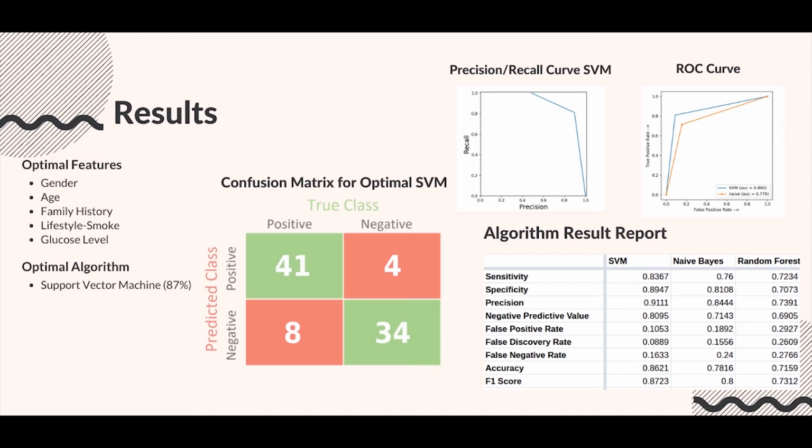These are the features that we ended up choosing in our predictor system because these were the ones that gave the optimal results. The best algorithm out of 3 was support vector machine. We can see that from the algorithm result report. Support vector machine is by far the best algorithm for this problem.